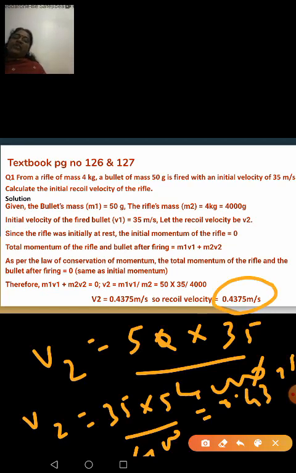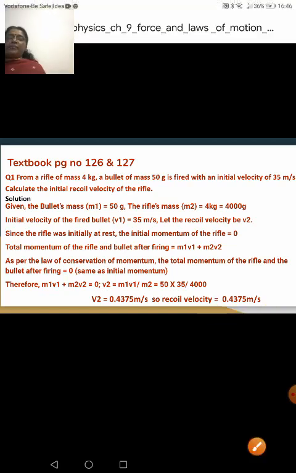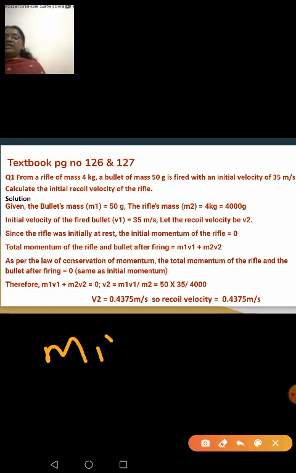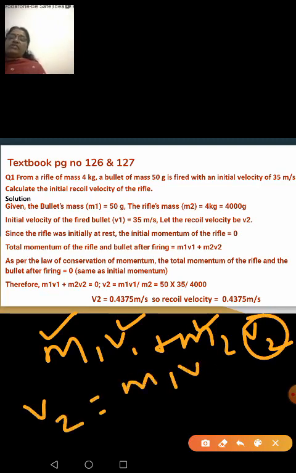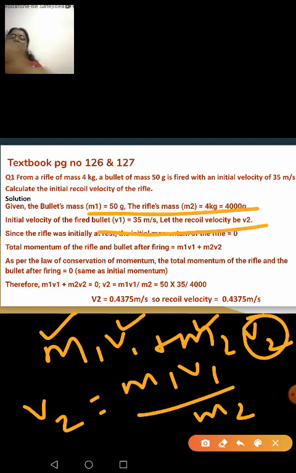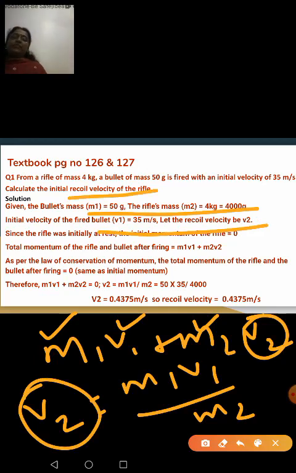Clear to you? How did we get the formula for finding the value of V2? We are using M1 V1 plus M2 V2. M1 is given, V1 is given, M2 is given, V2 is not given. So if we want V2, it is M1 V1 upon M2. By substituting the appropriate values which we have taken here, we will get the answer for the recoiling velocity. Clear? Yes.